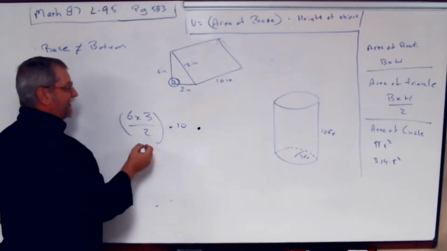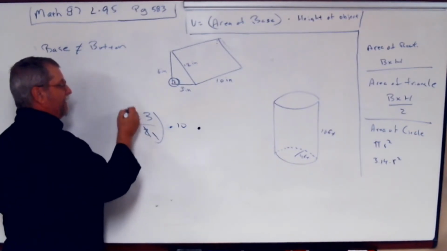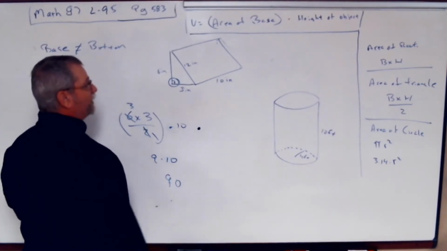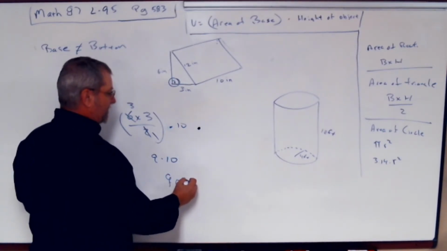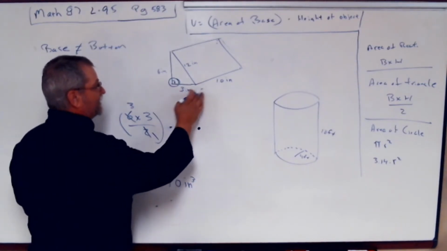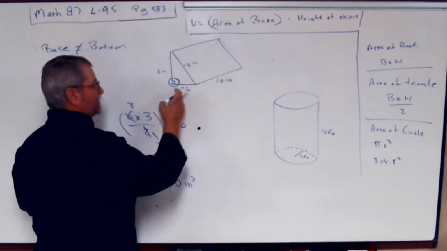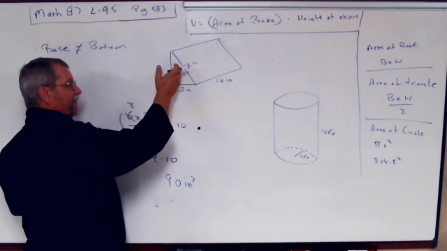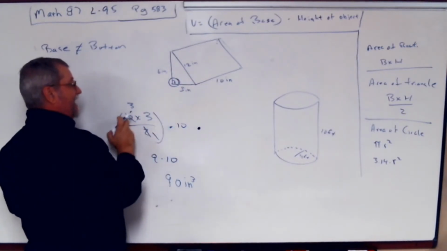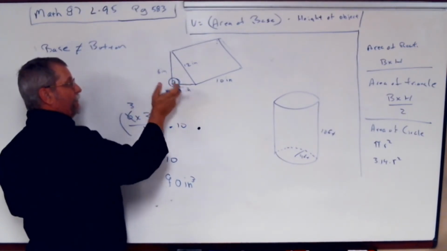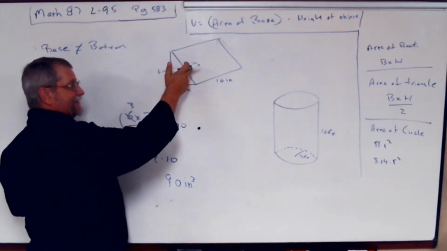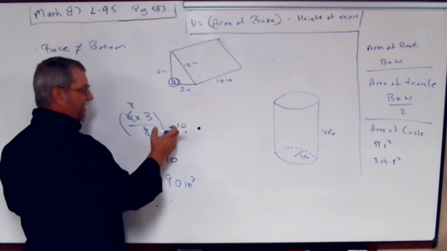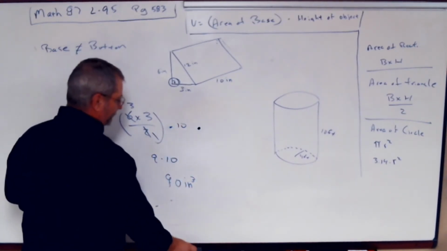What I like to do is cross cancel if I can. 3 times 3 is 9. Times 10, it's 90. And what units are we in? Inches cubed. Inch times inch times inch. Inches cubed. So it's the area of the base, 6 times 3, base and height. This is the slant height, nothing to do with it. This times this, cross cancel, multiply times the height of the object right here.